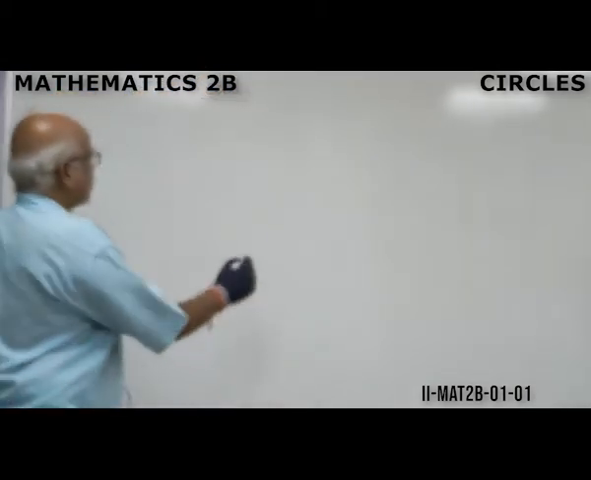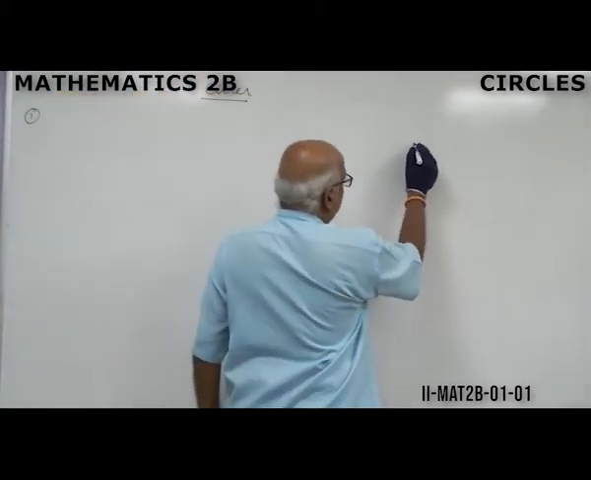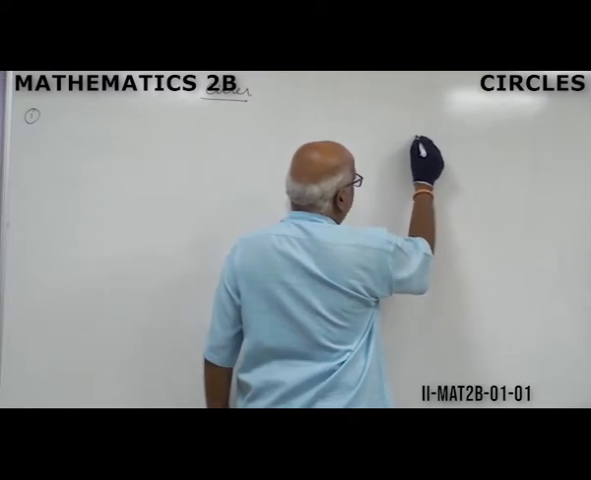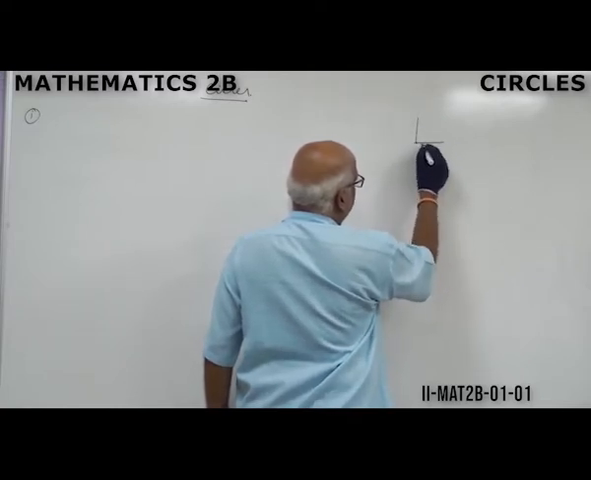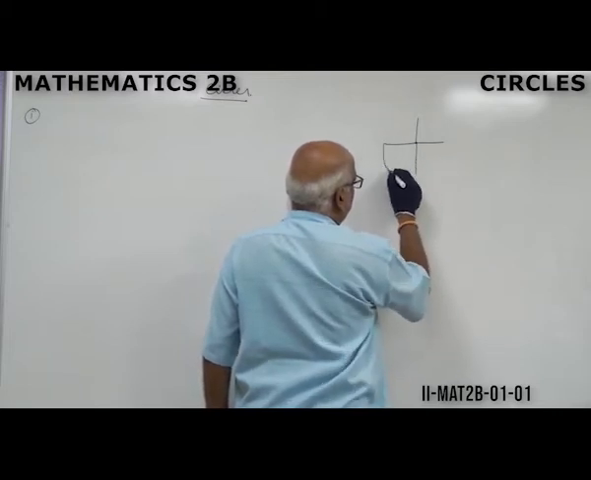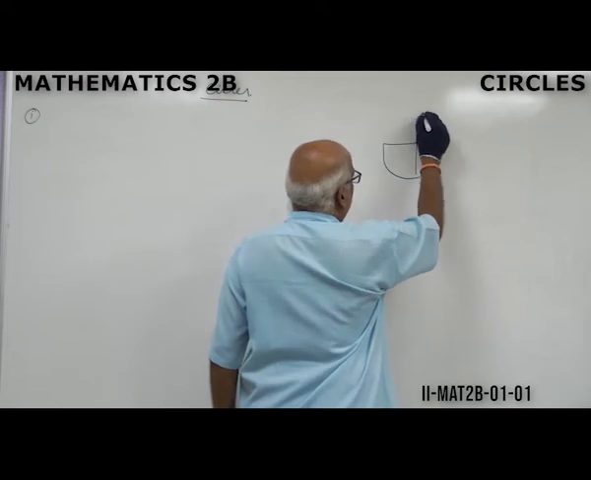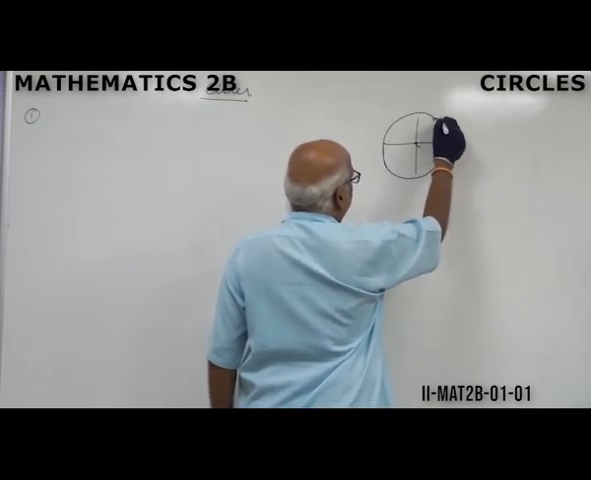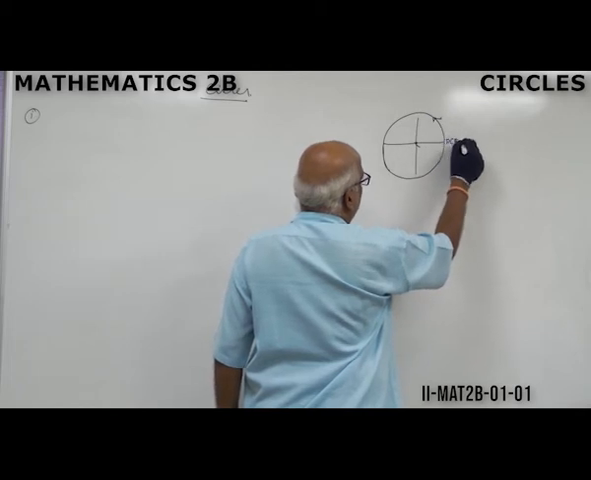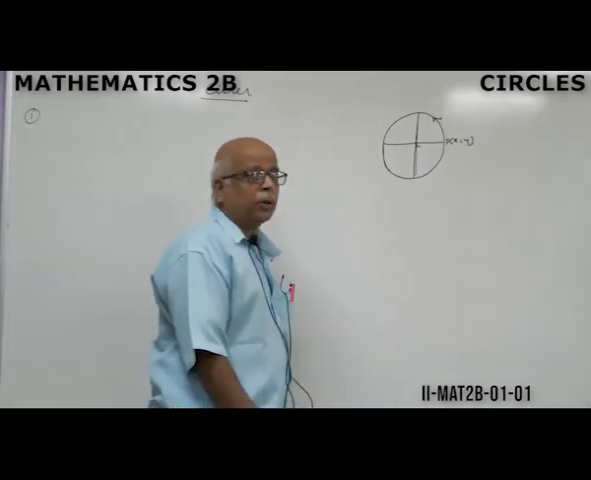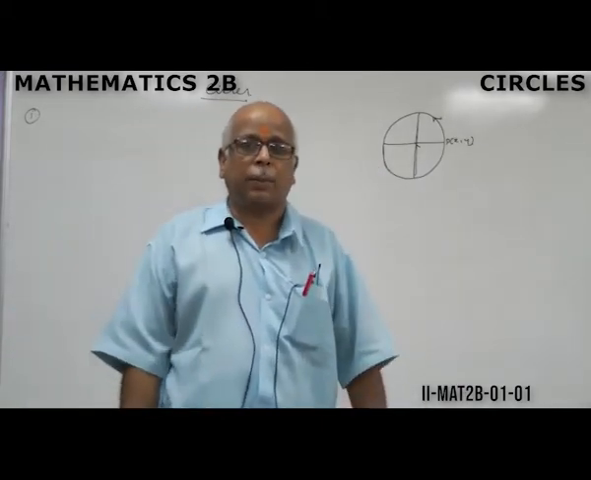For example, if you draw the diagram, this is the fixed point. A point is moving in all directions with equal distances. So naturally, its path will be like this. This path is called a circle. Path is mathematically pronounced as locus. Once again, I repeat this one.